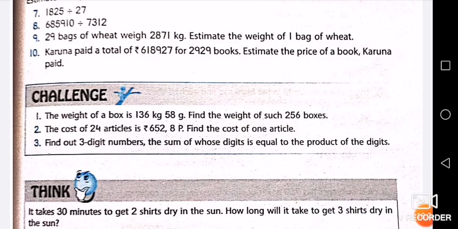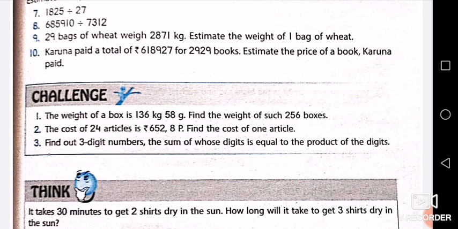So now question number 9: 29 bags of wheat weigh 2871 kg. The weight of 29 bags is given to you. Estimate the weight of 1 bag of wheat. What you will do is round off the total number of bags and also the total weight of these bags. Then you will get the estimated weight of 1 bag of wheat.